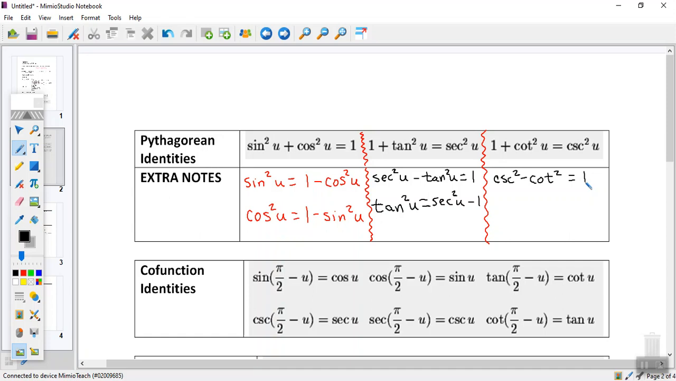So cosecant squared u minus cotangent squared u would equal what value again? What's the other one then? Cotangent squared of u equals cosecant squared minus 1. All right, very good.